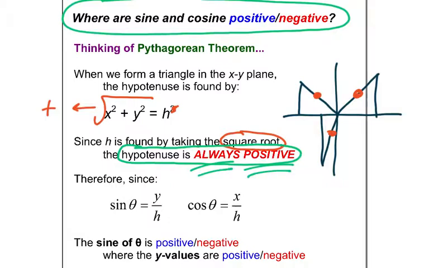Always positive, no matter what. The sides, over here and over here, they can be negative, sure. But the hypotenuse is always positive, no matter what. Okay, here's why I tell you this.